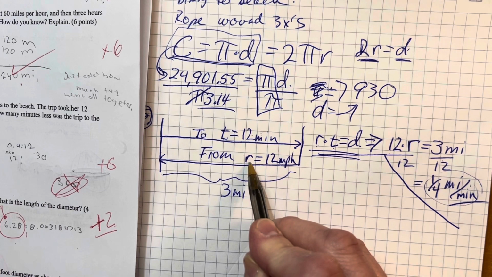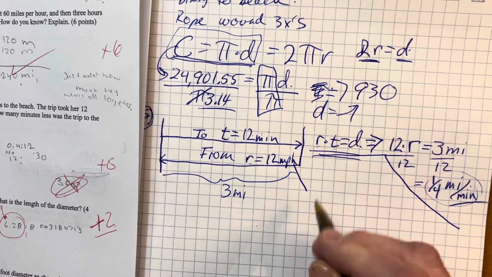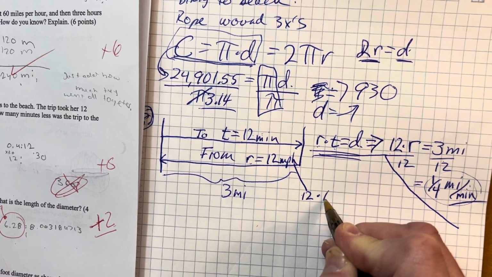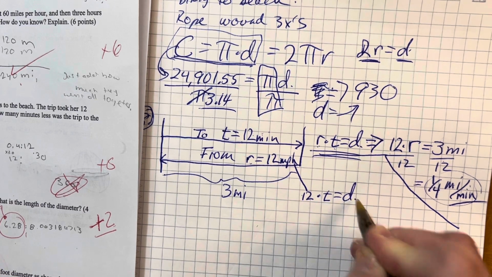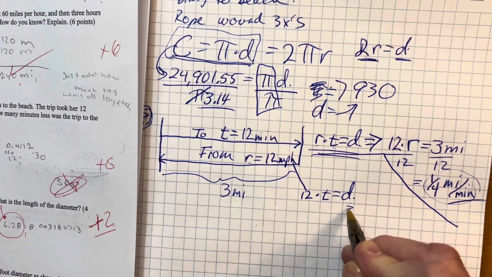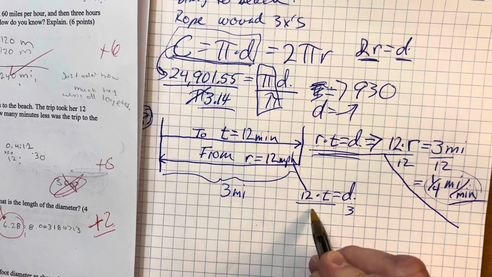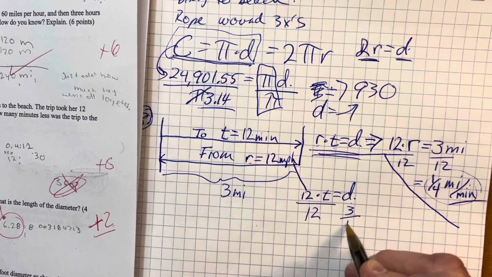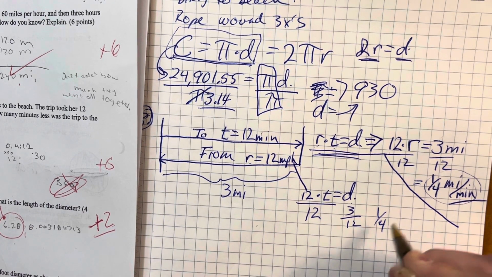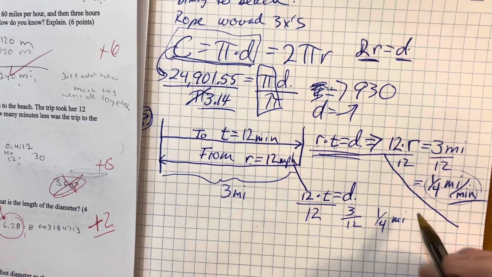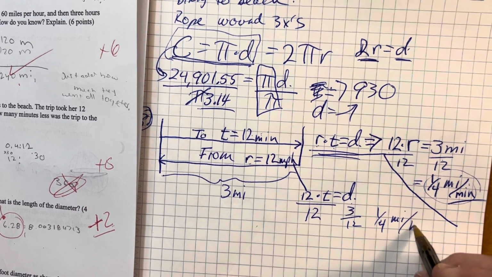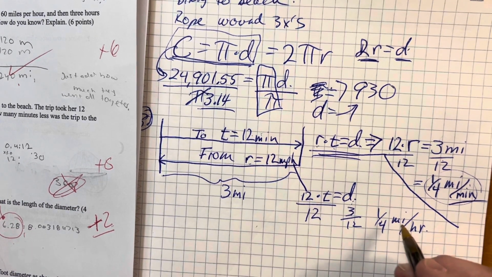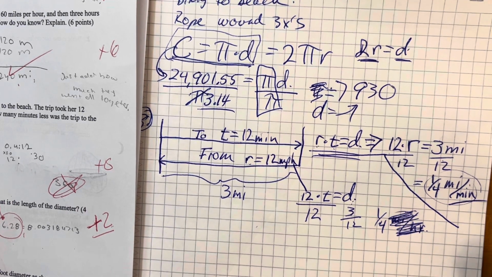Well, this one, rate times time equals distance. Rate, which is 12, times the time is the distance. Okay? Well, the distance is 3. I'm going to divide by 12 miles per hour. That's 1/4 of a mile per hour. Is that right? Oh no, we're talking about time. It's 1/4 of a what?